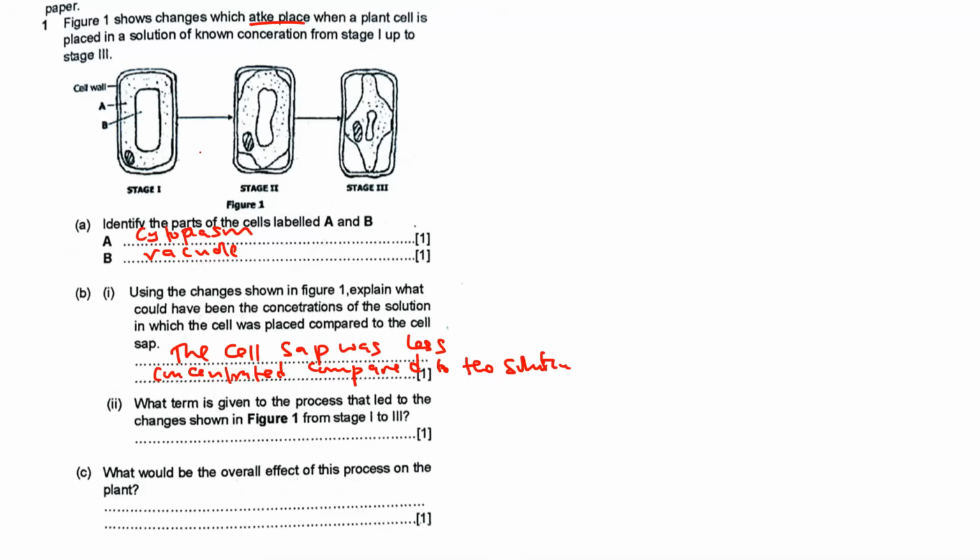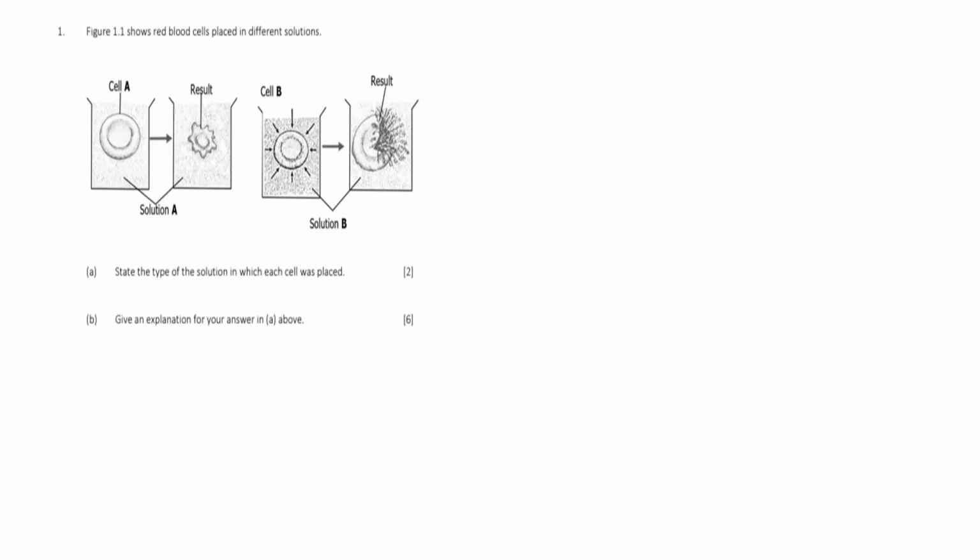Now look at this. Here they are asking what process. So this is osmosis. Osmosis is the process that resulted in that, because the cell lost water. What could be the overall effect of this process on the plant? It will result in wilting, because the cells become flaccid, which we call cell plasmolysis. So it will result in wilting, but the long-term effect is drying of the plant. There's temporary wilting and permanent wilting.